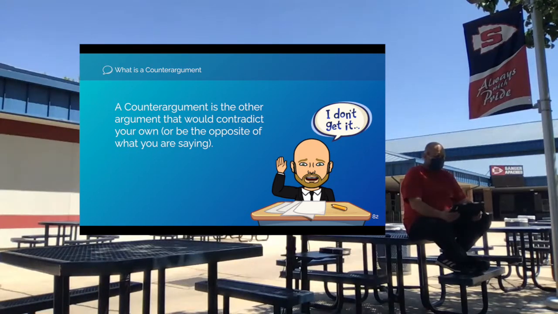So for a counter argument, you're saying that if somebody's wanting to contradict you, that's a counter argument. If they disagree with how you do something, that's a counter argument. So the only thing is, you're making the argument for this essay that your 3 strategies are the best ones. The counter argument is, what's another strategy that somebody else would think is better than your 3?